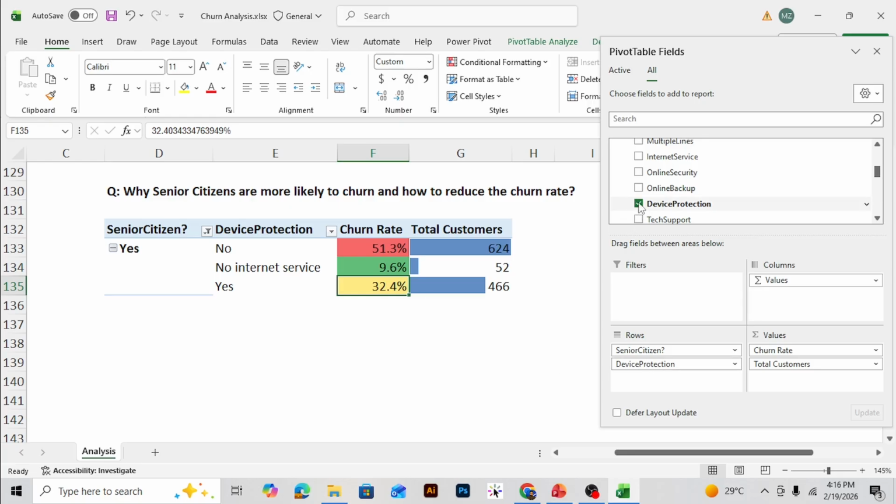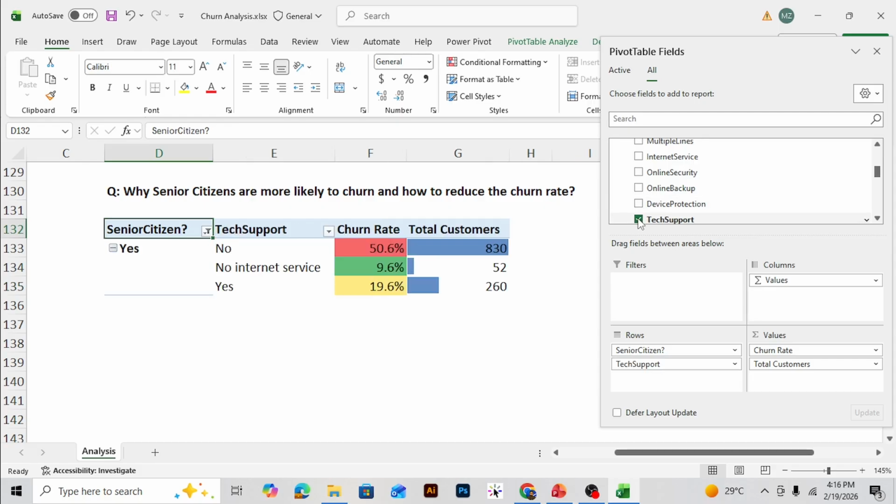Now let's remove the device protection and bring back the tech support, and you can see a similar pattern. Those who are using tech support have a churn rate of 19%, but the number of total customers is not quite high. We can provide tech support to our existing customers to reduce our churn rate.